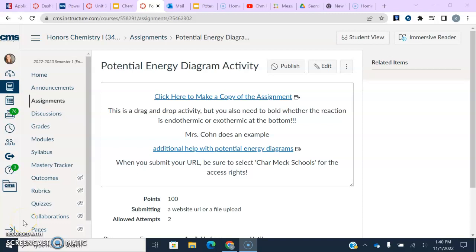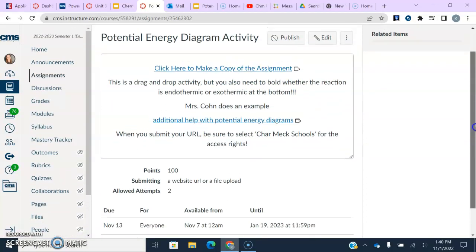Hey guys, so I wanted to do a couple of examples with you on your potential energy diagram activity today, because I know these can be a little bit tricky.